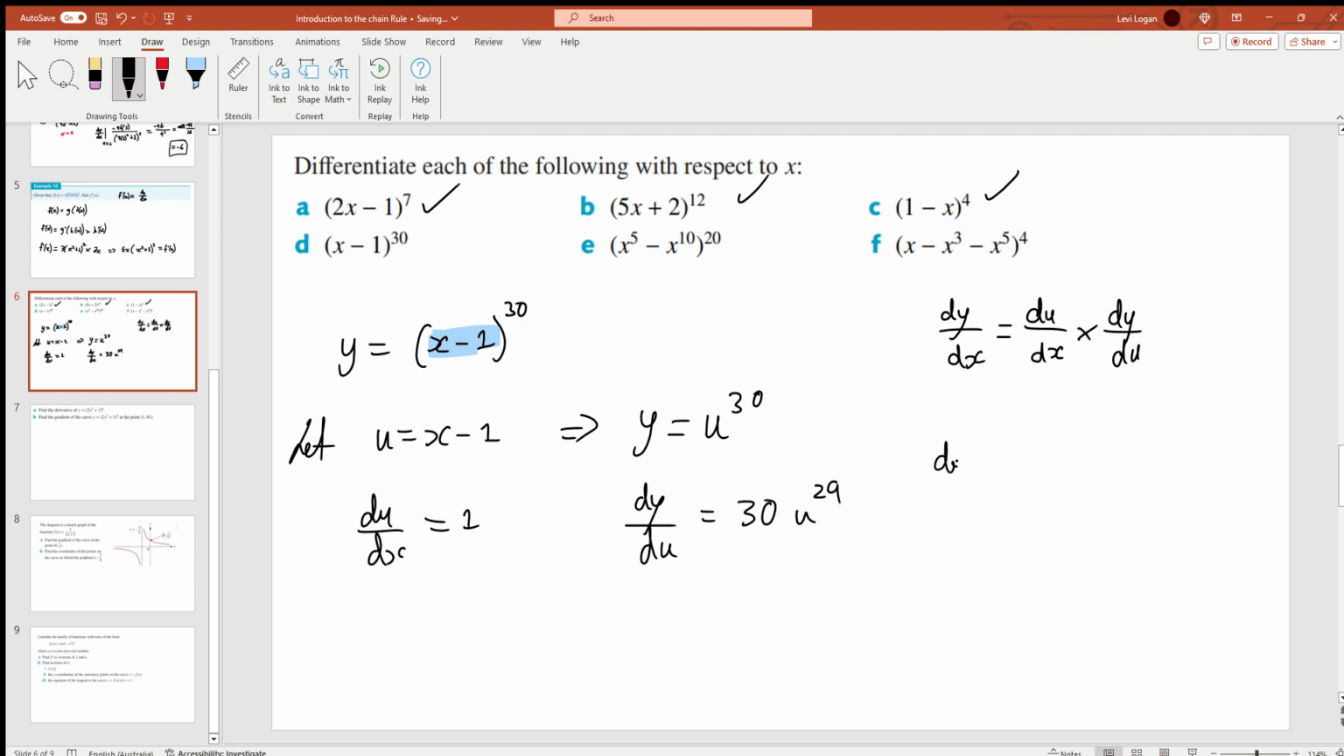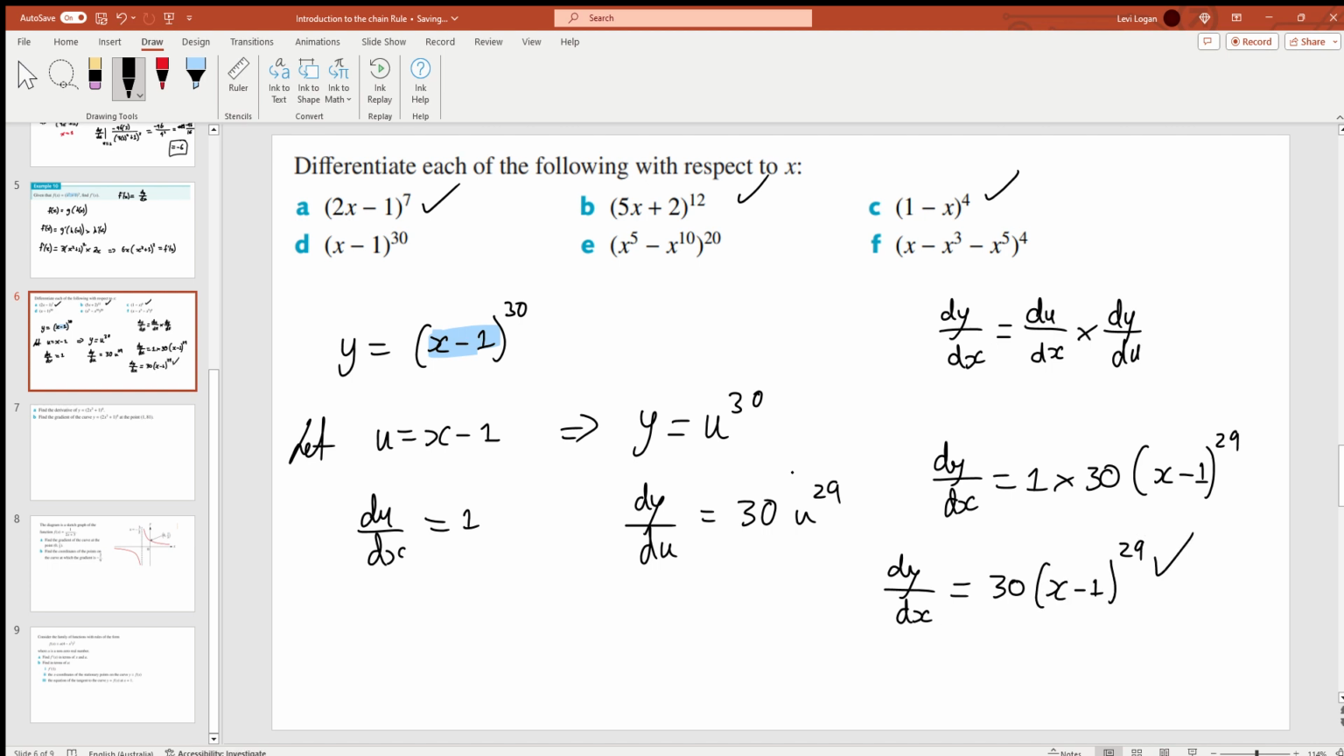So that means dy/dx is going to be 1 times 30, brackets, insert our u, to the power of 29. So that means dy/dx is 30(x minus 1) to the power of 29. And that's it. Alright, so that one's done. Get rid of this now.